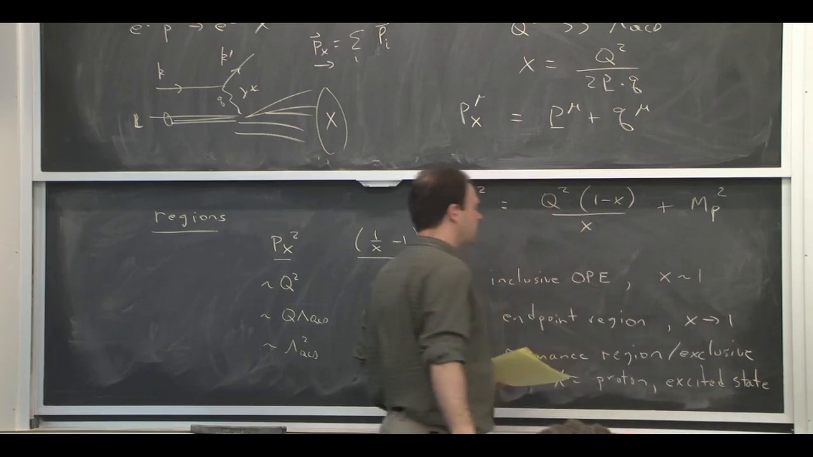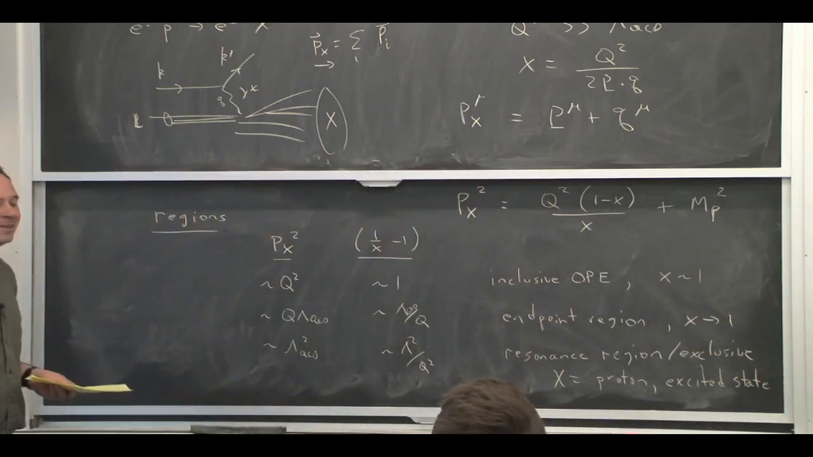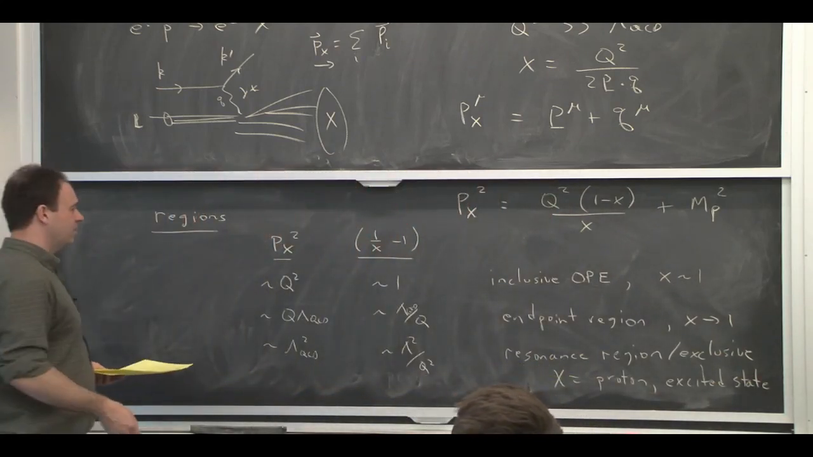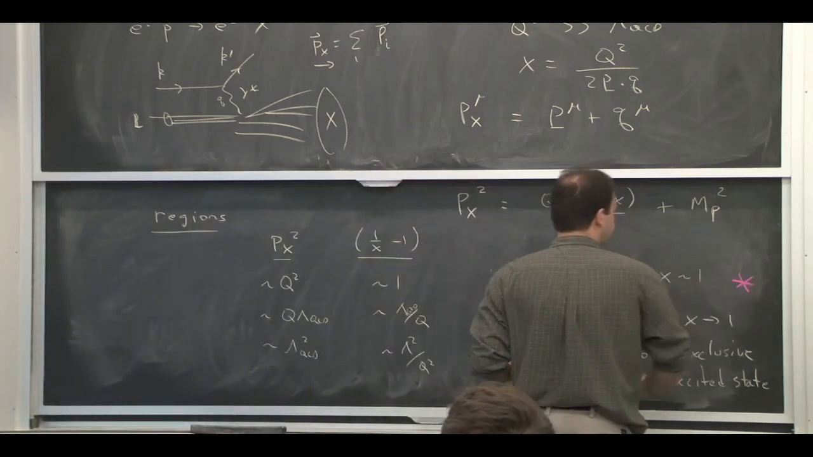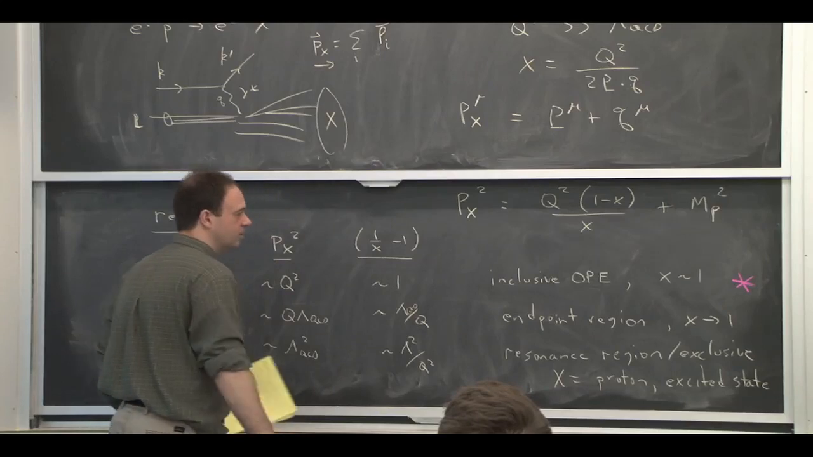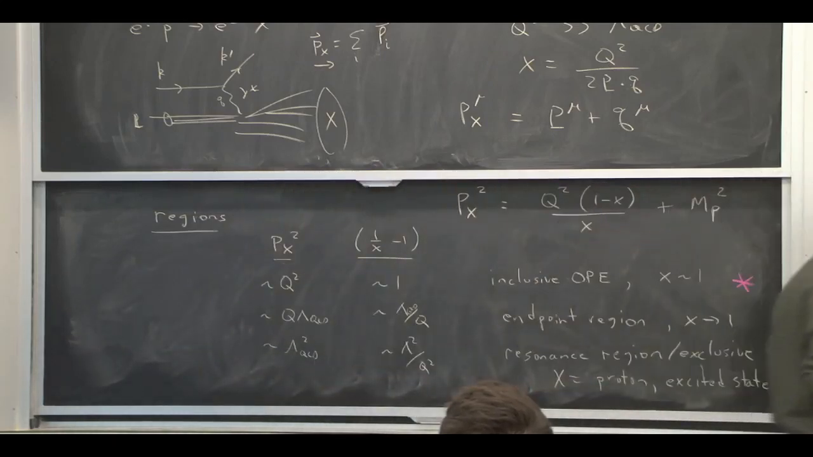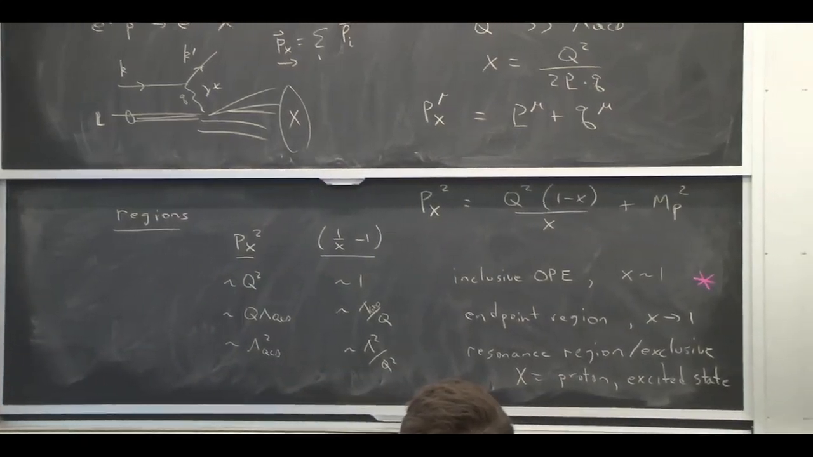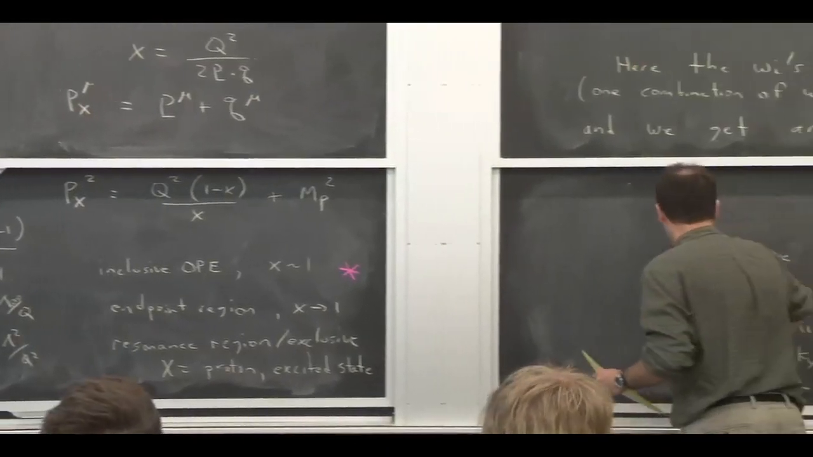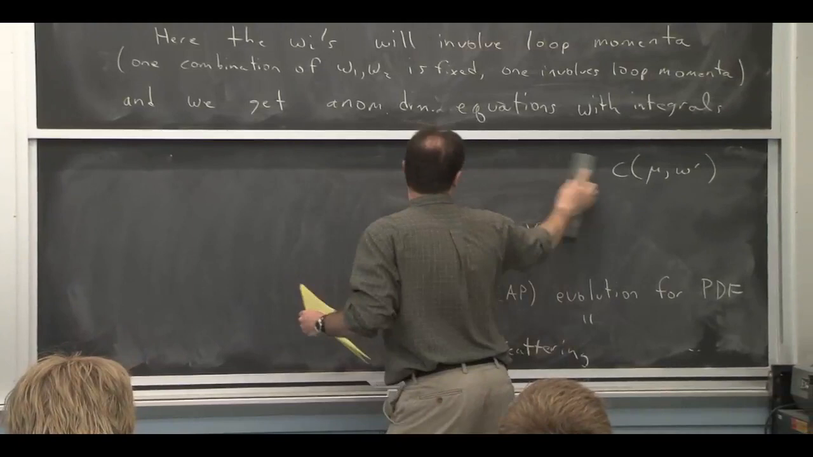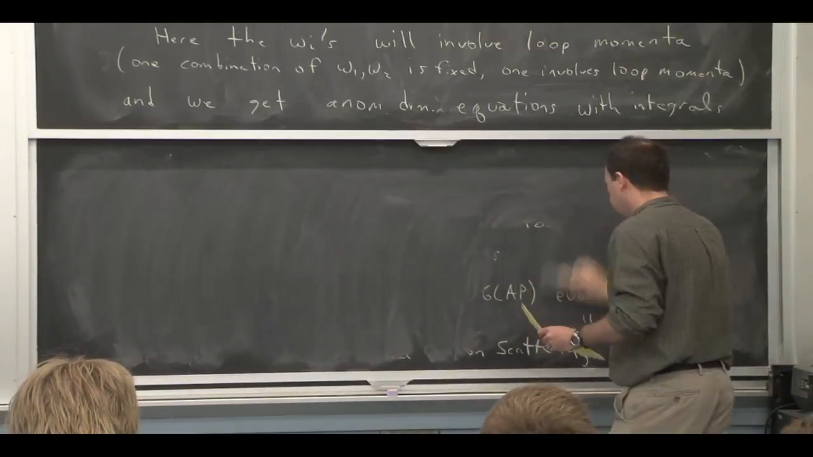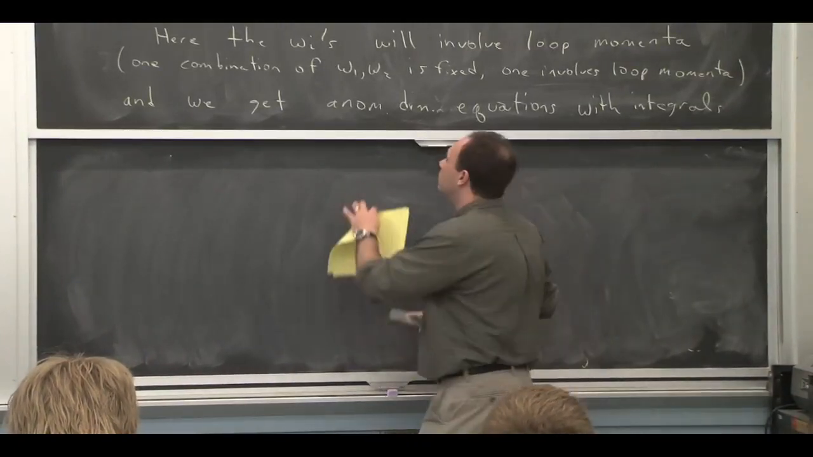So actually, all 3 of these cases can be done with SCET. And the way that it works is different in each case. And the case that we'll do is just the first one, which is kind of the classic one, and also the simplest one. So our P_X squared is going to be of order Q squared for our analysis.